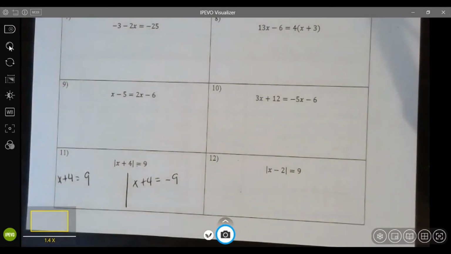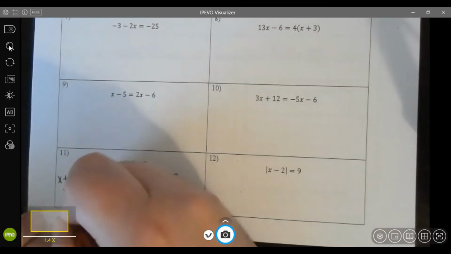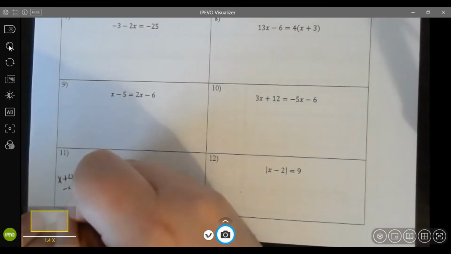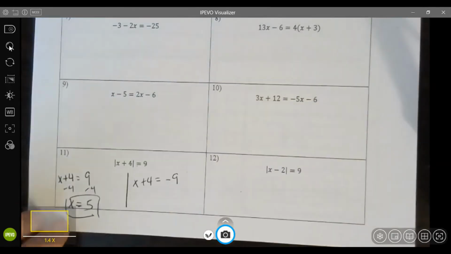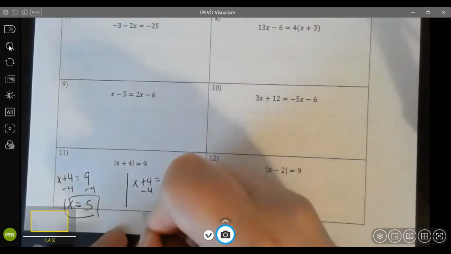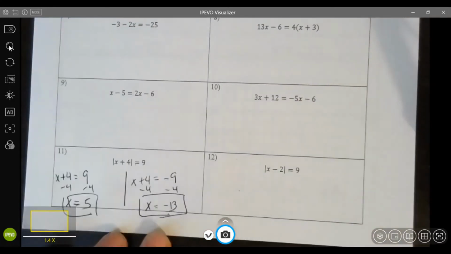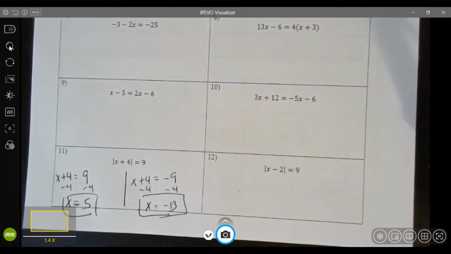So to solve the first one, you would subtract 4. That gets you x equals 5. And then to solve the second one, you would subtract 4 again. And this gets you x is negative 13. So those are the two solutions that you would get for number 11.